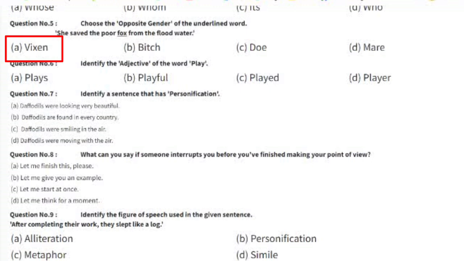Question number 6, identify the adjective of the word play. The right answer is B, playful. Question number 7, identify a sentence that has personification. The right answer is C, daffodils were smiling in the air. Question number 8, what can you say if someone interrupts you before you have finished making your point of view? The right answer is A, let me finish this.